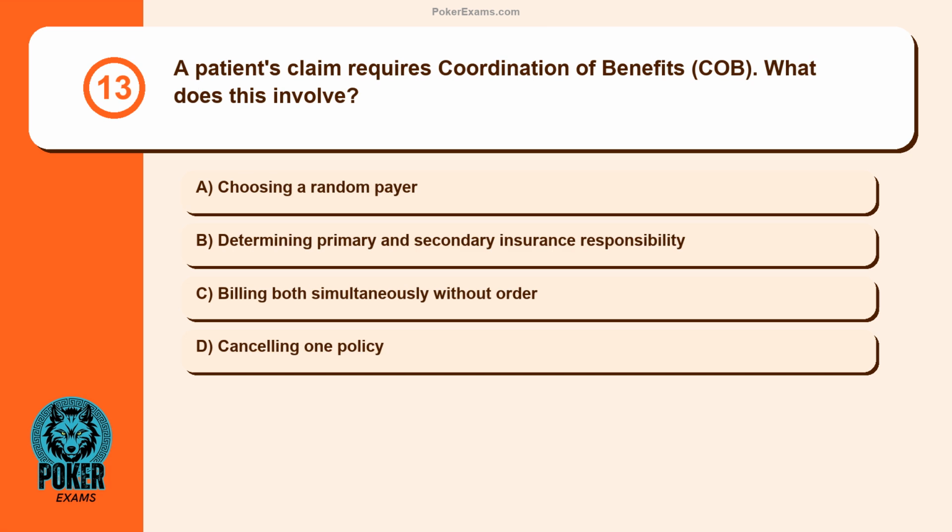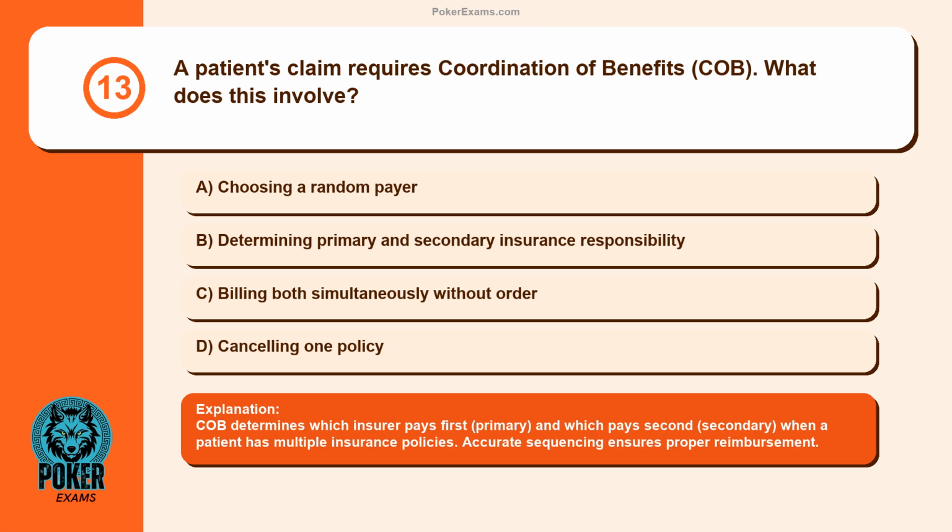Question 13. A patient's claim requires coordination of benefits, COB. What does this involve? Choosing a random payer, determining primary and secondary insurance responsibility, billing both simultaneously without order, canceling one policy. COB determines which insurer pays first, primary, and which pays second, secondary. When a patient has multiple insurance policies, accurate sequencing ensures proper reimbursement.